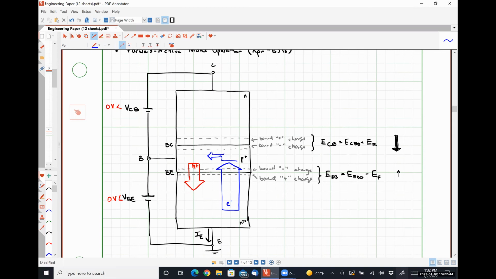So this arrow directed to the left represents the portion that winds up recombining. And then this one up represents the portion that survives. So these are just more electrons. We have electrons diffusing from the emitter through the base and then being swept through into the collector region.